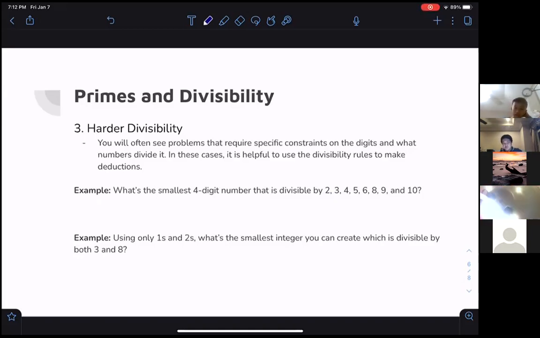We want it to be divisible by both 3 and 8, and only 1s and 2s. If we think about it, the only possible ending is 112, because divisible by 8 means divisible by 4, and it has to end in 2 first of all, since it's even. So it can only be 12, otherwise it won't even be divisible by 4. 12 is the last 2 digits, and only 112 will be the ending that makes it divisible by 8.